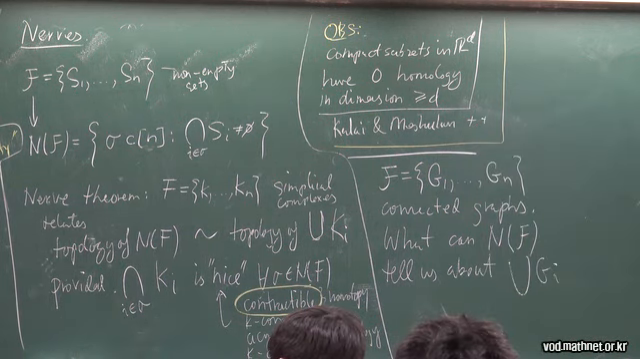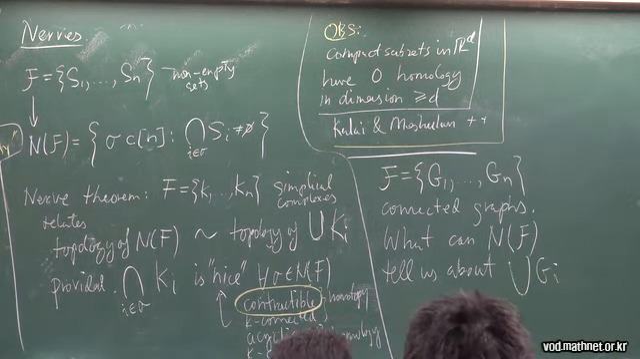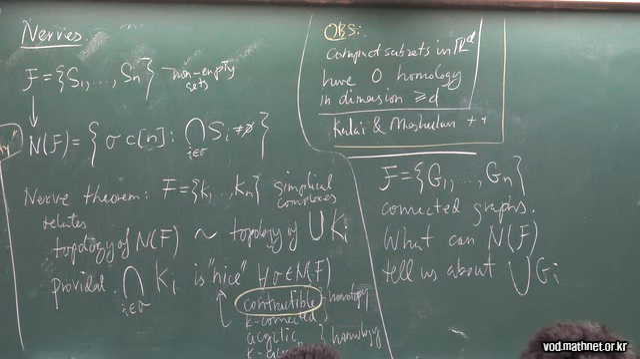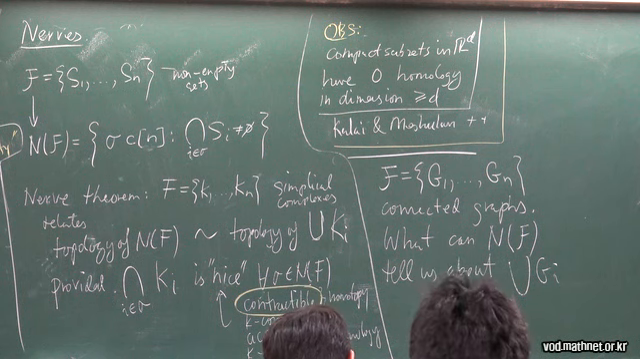Do you agree? Or the homology will tell me about the cycle space, but only about the dimension of this thing. So it's really little information you get. Yeah.